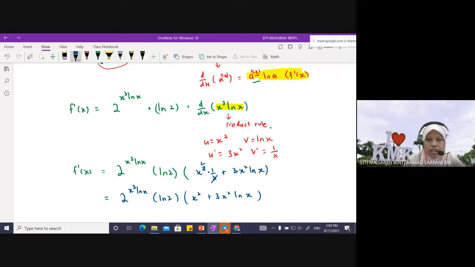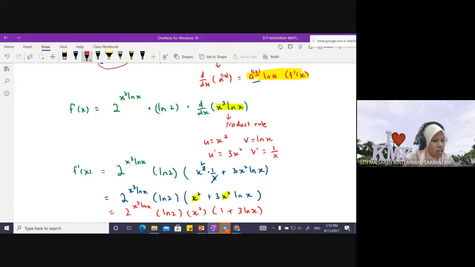Then we can factor this further since we have x square. So we have 2 power x cube ln x multiply ln 2, factor x square, then multiply 1 plus 3 ln x. We cannot do anything more, just until here. This is quite challenging.